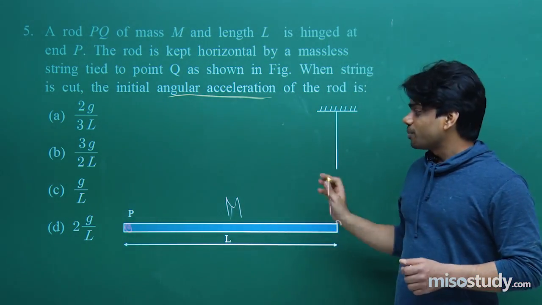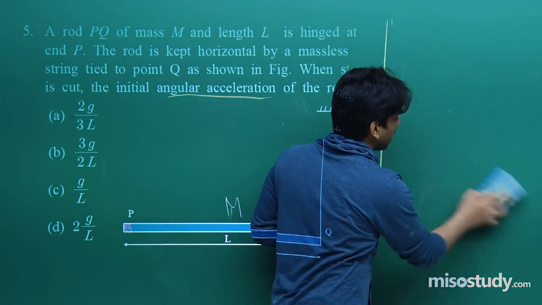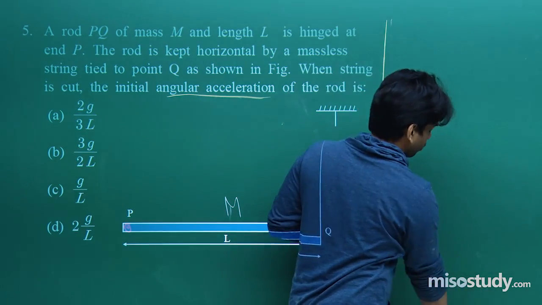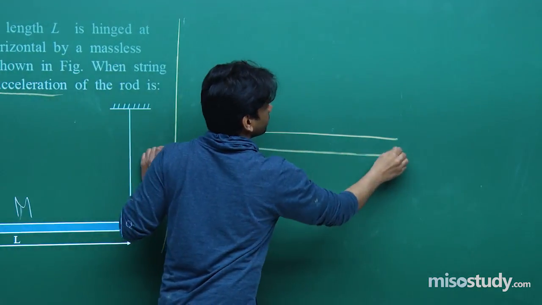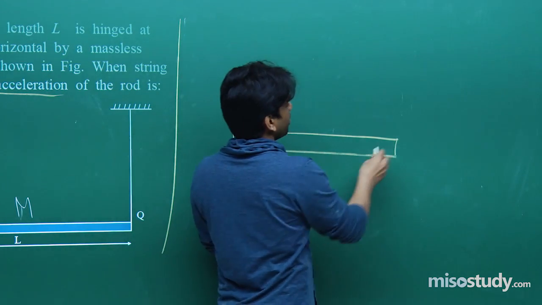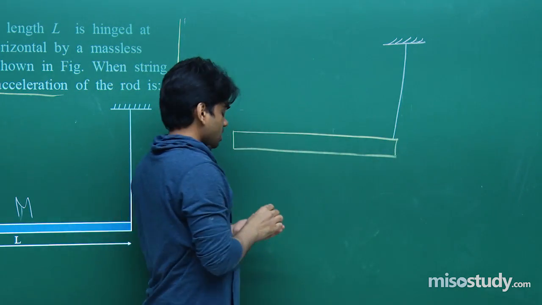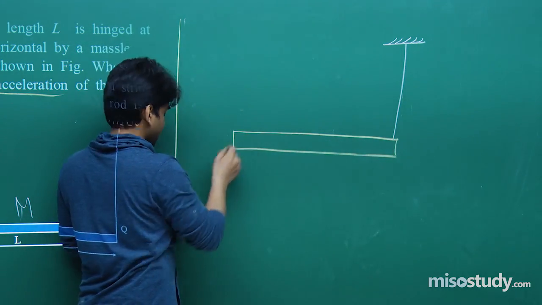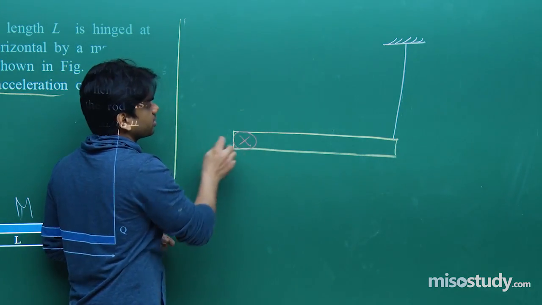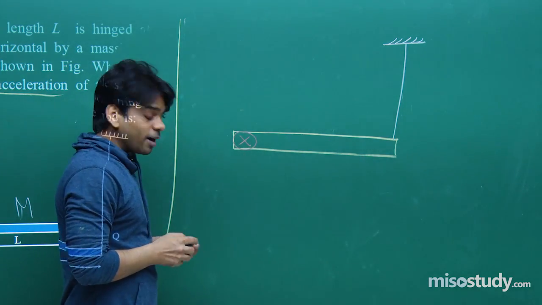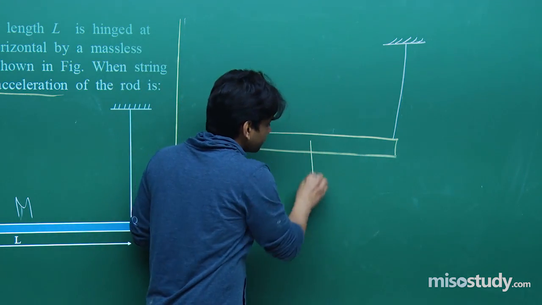Let me make the diagram separately for a better understanding of the problem, so that we can also mark the forces in the given question. This is the rod, and we have a string which is holding it. This is the case. Now see, this is the point where it is hinged. So let me mark here. This is the point where it is hinged. First of all, try to understand where the weight of the rod will be acting.